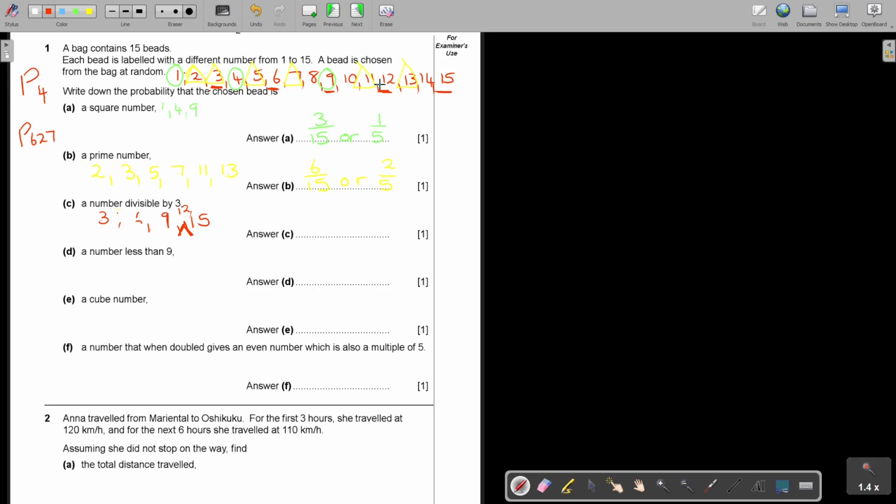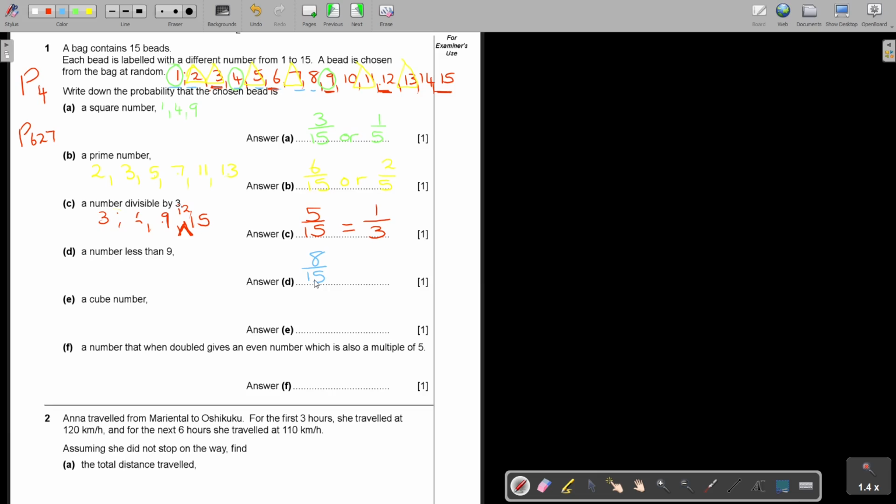So if it was divisible by 3, it was 1, 2, 3, 4, 5, and it was 5 over 15. And again, 5 can go in 1, 5 can go in 3. That would be the answers. Okay. A number less than 9. Okay, so it's all the numbers less than 9. So it's 1, 2, 3, 4, 5, 6, 7, 8. Okay, that's actually an easy one. So it's 8 over 15, and I cannot simplify it further.